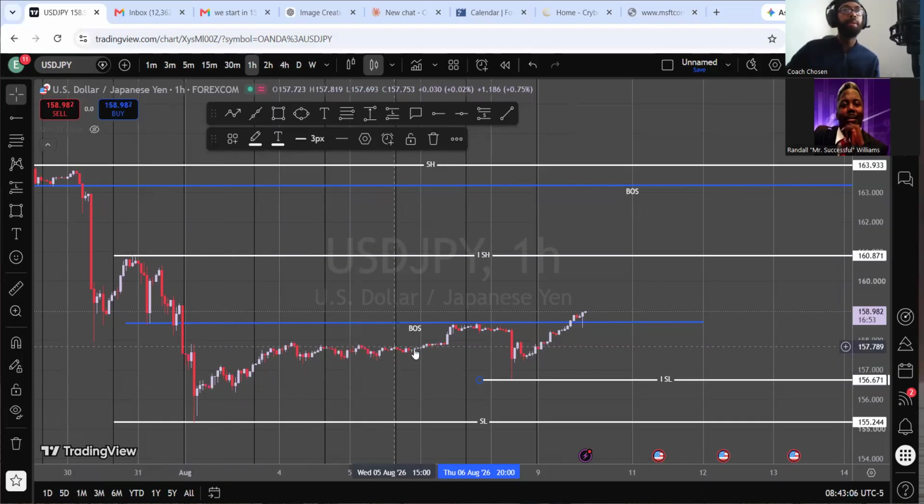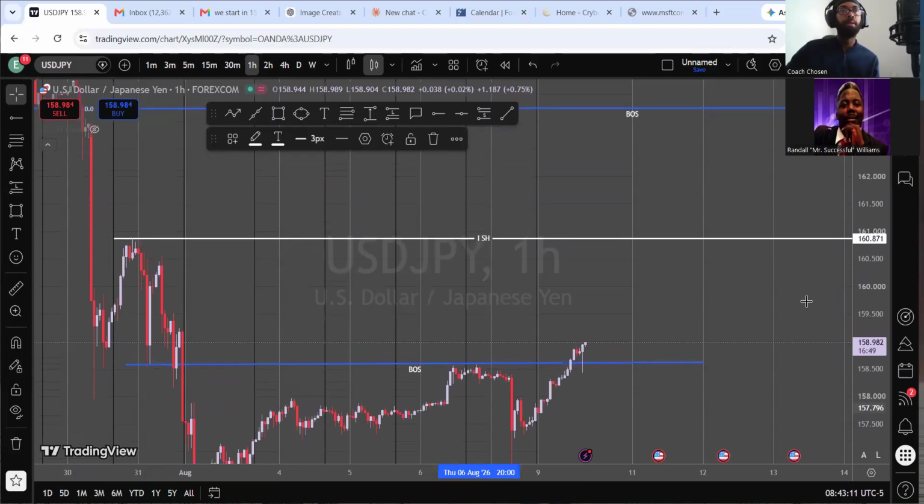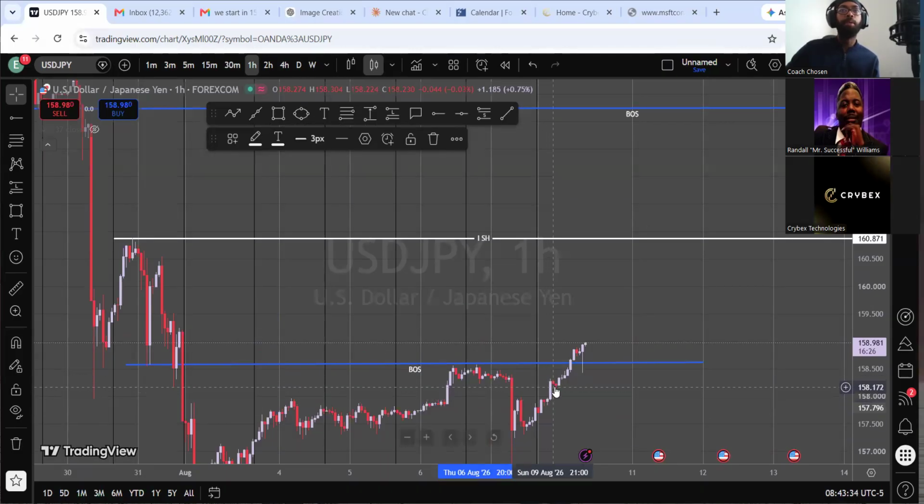Pulls up, pulls up, pulls up, consolidates. Wait a minute, let me pull this up. So here we got that break of structure. Then we got the change of character. A pullback. Come here. Change of character. It breaks, pulls back. Another, you see what I'm saying? It's just another break. So the trend now is up.